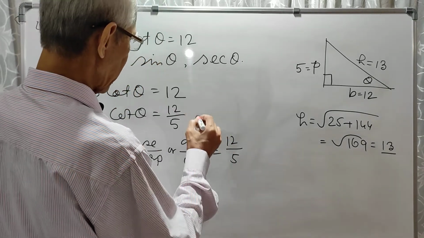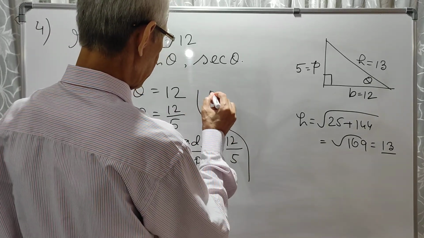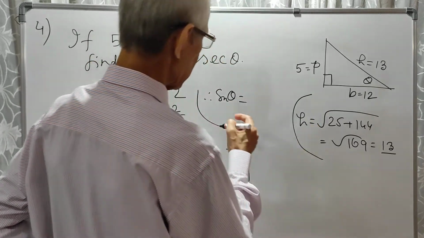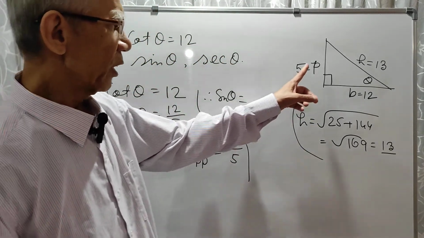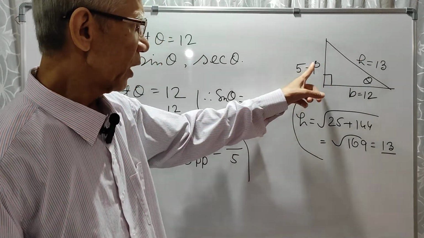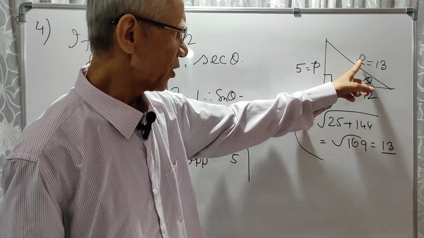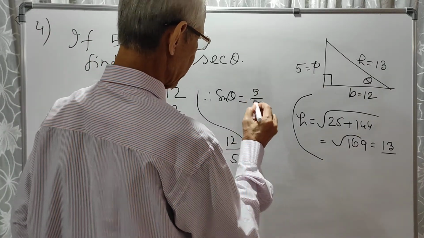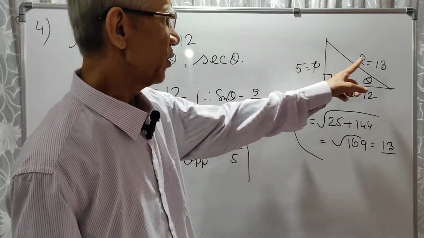So therefore, what will be sine theta? Sine theta is perpendicular by hypotenuse, that means 5 by 13. So sine theta is this by this, that is 5 by 13.